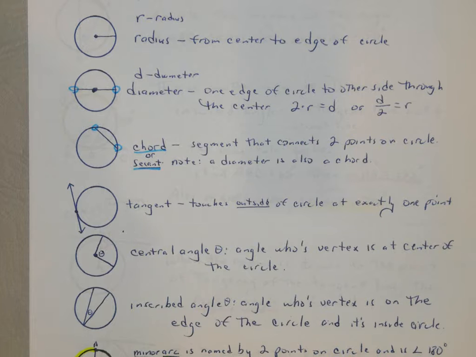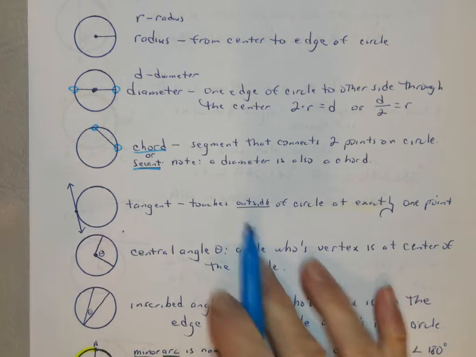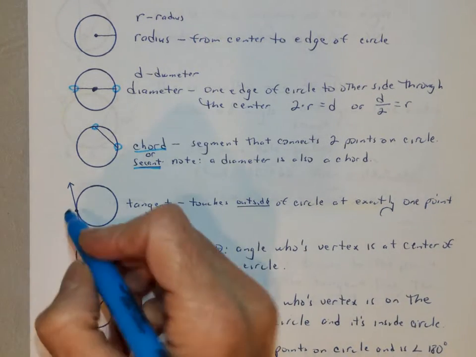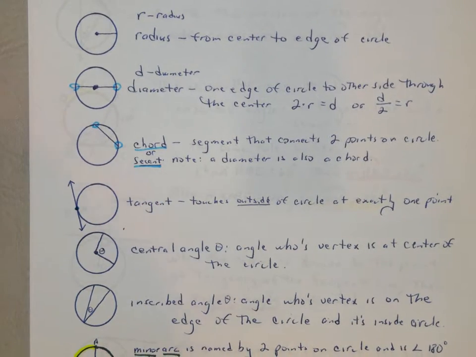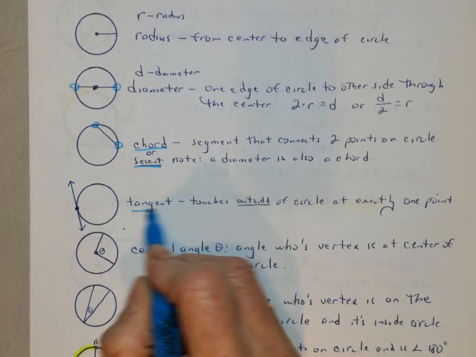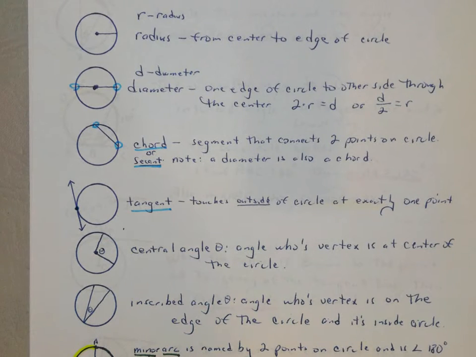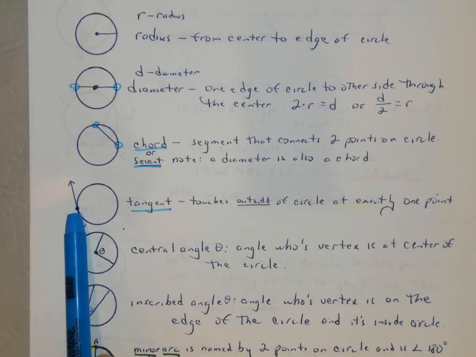Now, a tangent line touches the outside of the circle, or it touches the circumference at exactly 1 point, and that will be a tangent, so that is called a tangent. And it does not go inside the circle, it touches the circle only at 1 point.